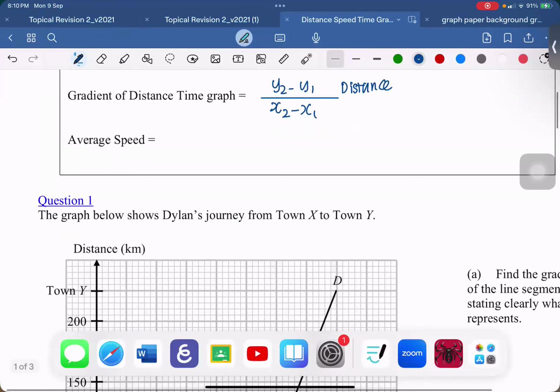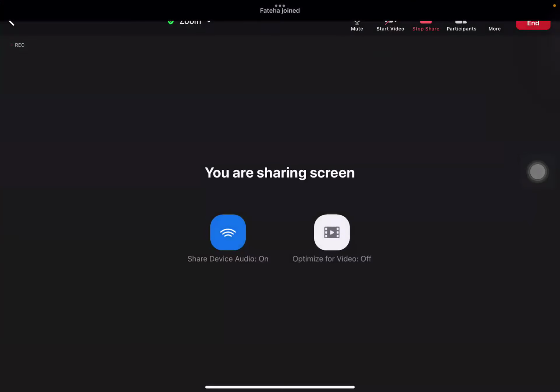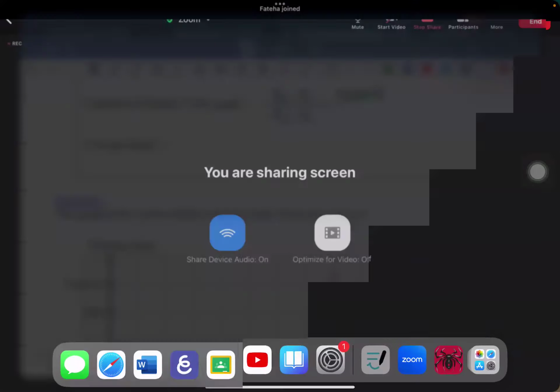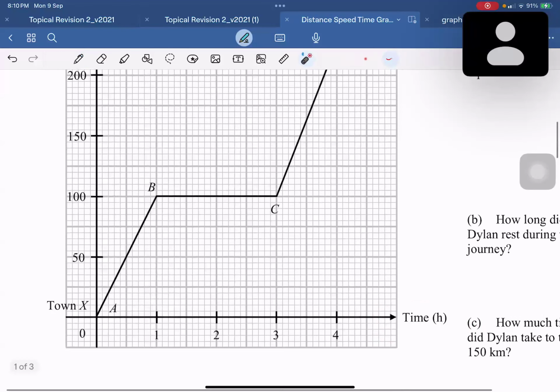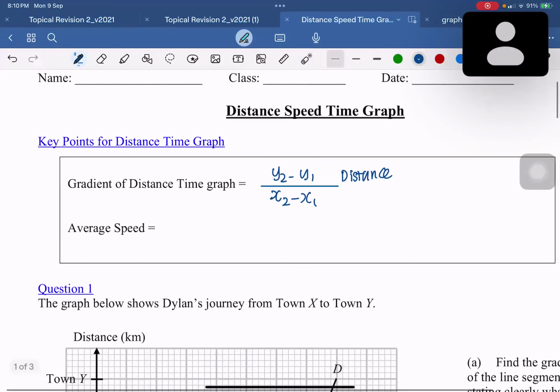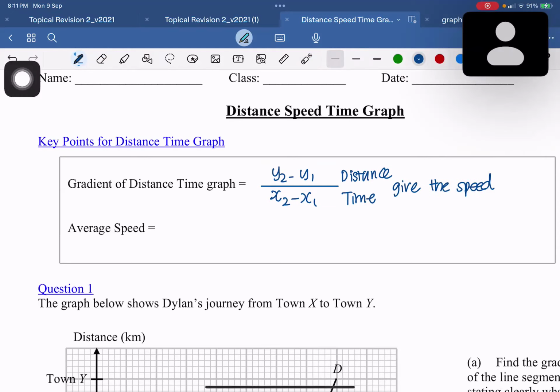And what is on my x-axis? The unit for my x-axis is the time taken. So in this case, the gradient is distance divided by time. What is distance divided by time? Speed. Yes. So it gives the speed of the object at that particular point.